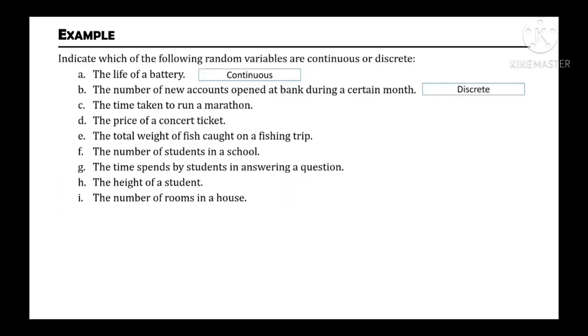C. Time taken. Time is continuous. D. Price. Again, we have ringgits and cents. So price is a continuous random variable. In other words, anything that has decimals is considered a continuous random variable. E. Total weight. Weight is a continuous random variable.